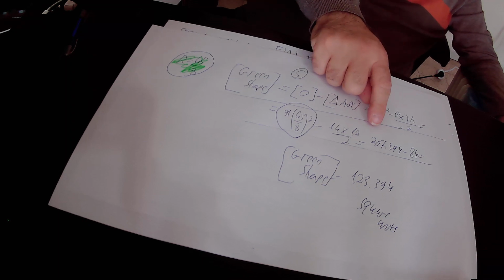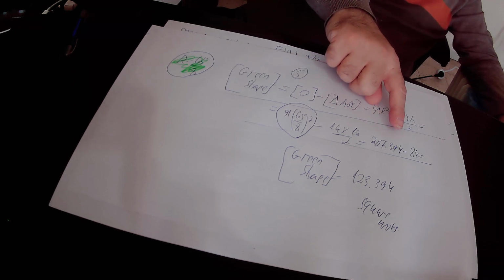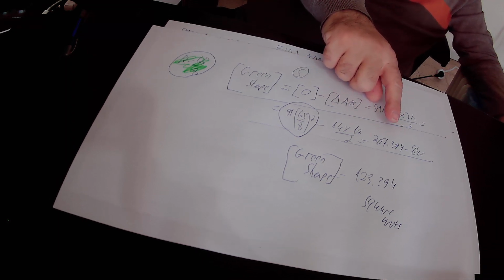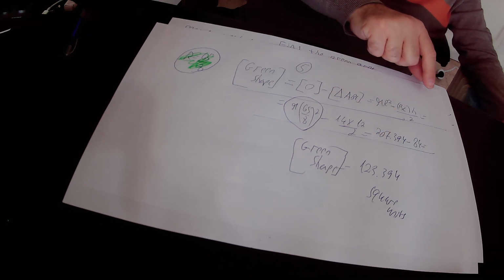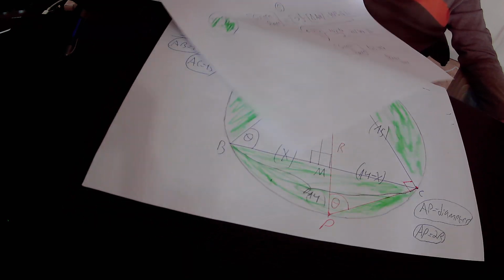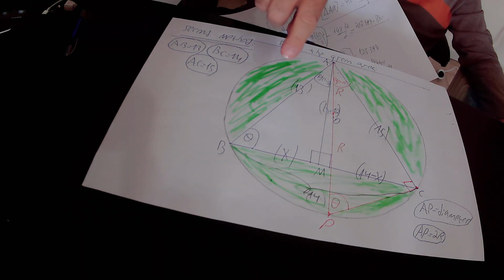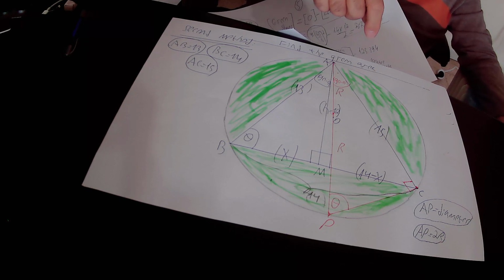And 207.394 minus 84 is equal to 123.394 square units. In conclusion, we found that in both methods, the area of this green shape is equal to 123.394 square units. Okay, thank you very much.